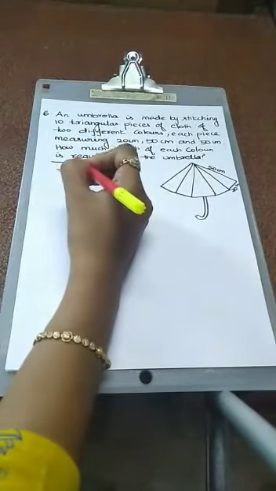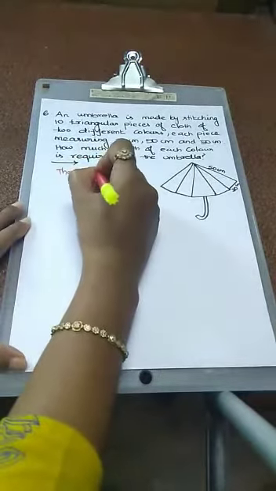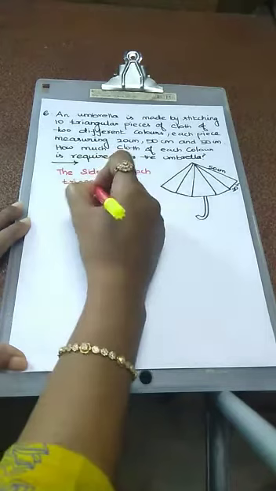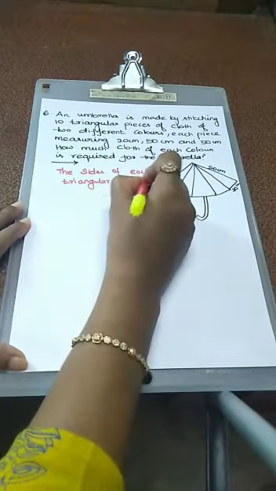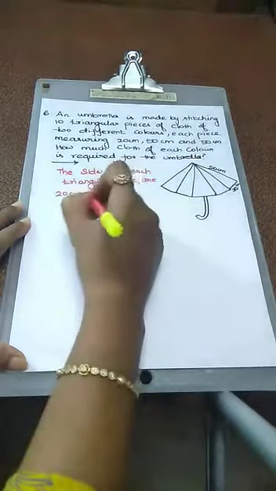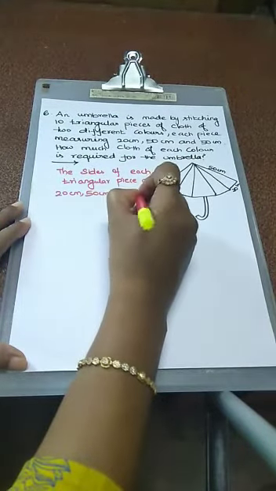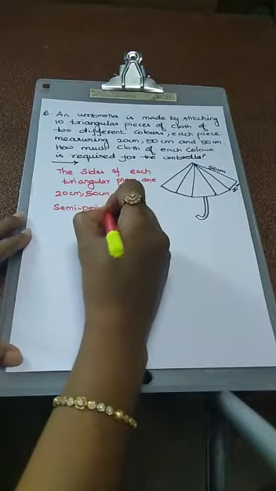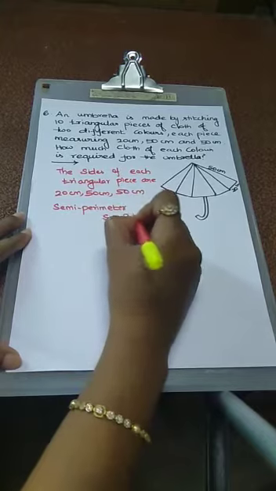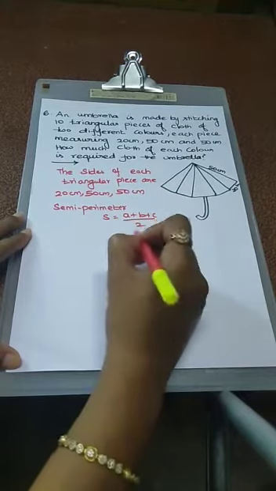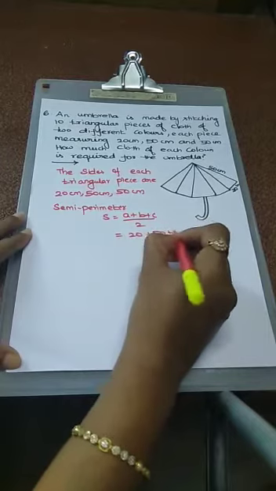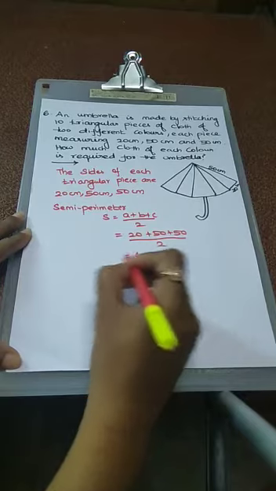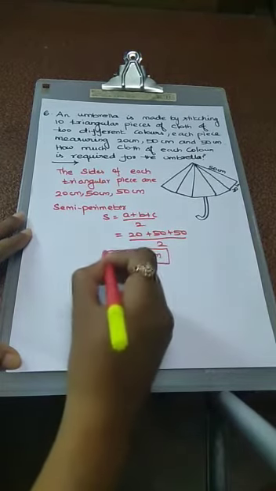First mention the given. The sides of each triangular piece are 20 cm, 50 cm and 50 cm. So easily we have to calculate the semi perimeter. That is S is equal to A plus B plus C divided by 2. So 20 plus 50 plus 50 divided by 2. What is the answer? 120 by 2, that is 60 centimeter. S value is 60 centimeter.